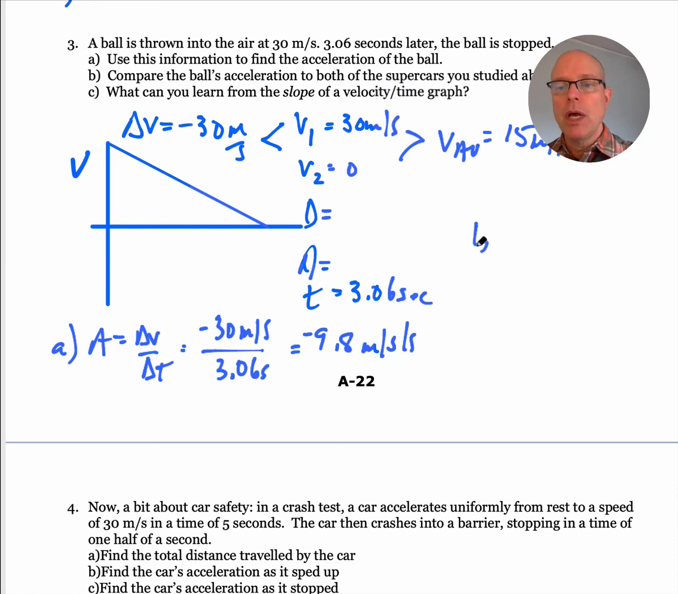So B, we did compare the two. This thing's quicker than even the Ariel Atom. It's quicker than the McLaren F1. Kawasaki Ninja, those things are actually a little quicker than gravity, which is interesting.